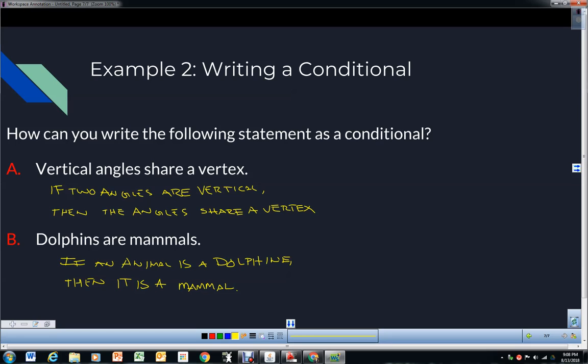All right, so dolphins are mammals. If an animal is a dolphin, then it is a mammal. Okay, so that's just one example that you could use. Once again, we have the if and we have the then statement.